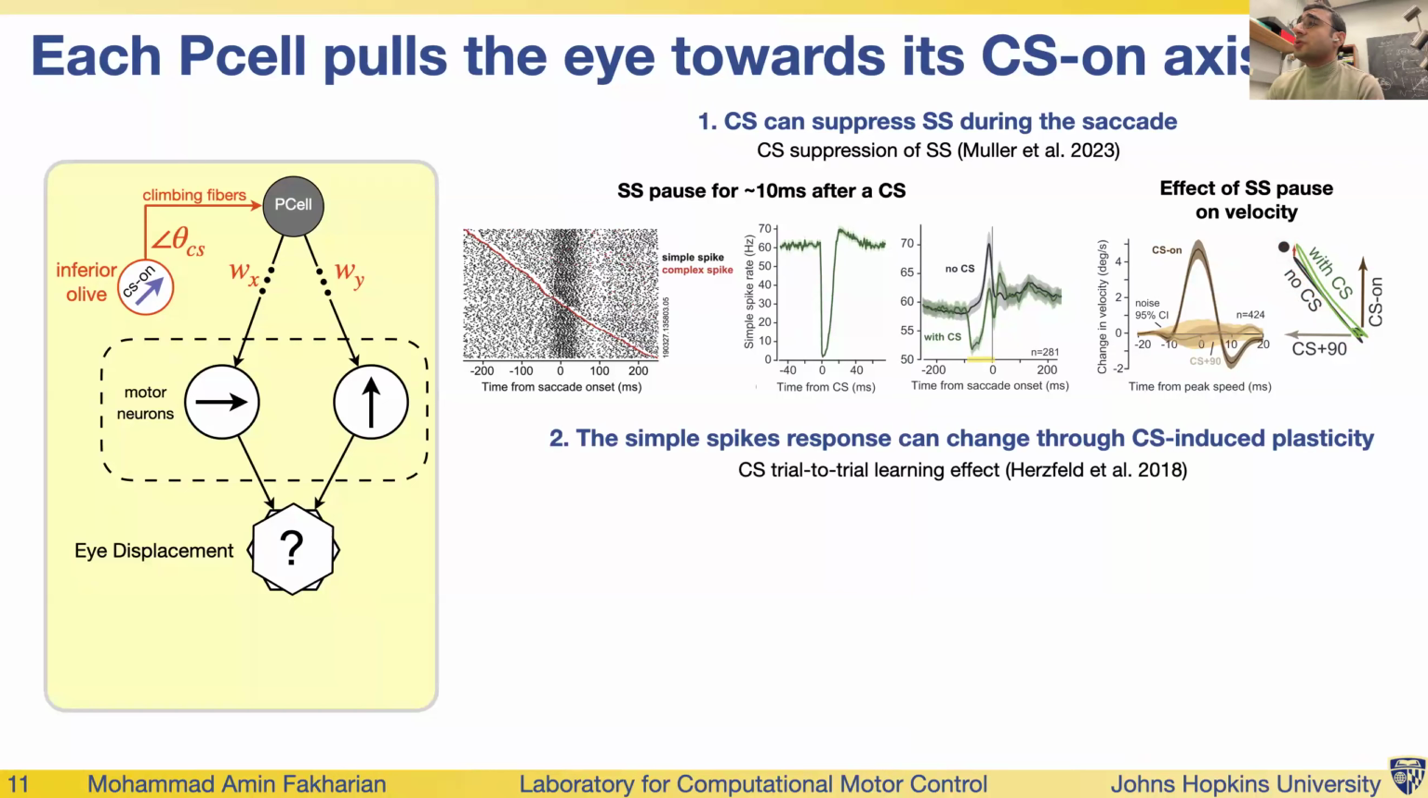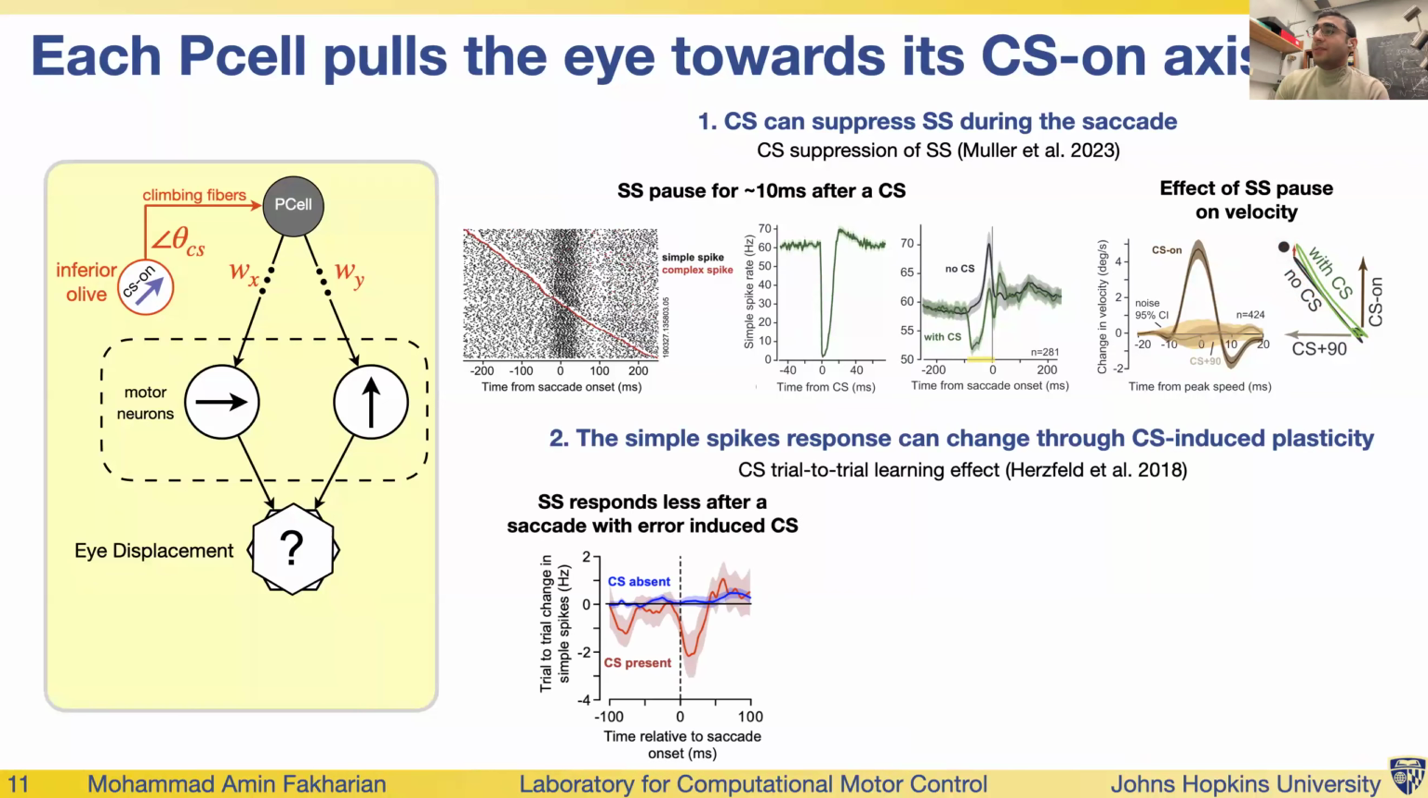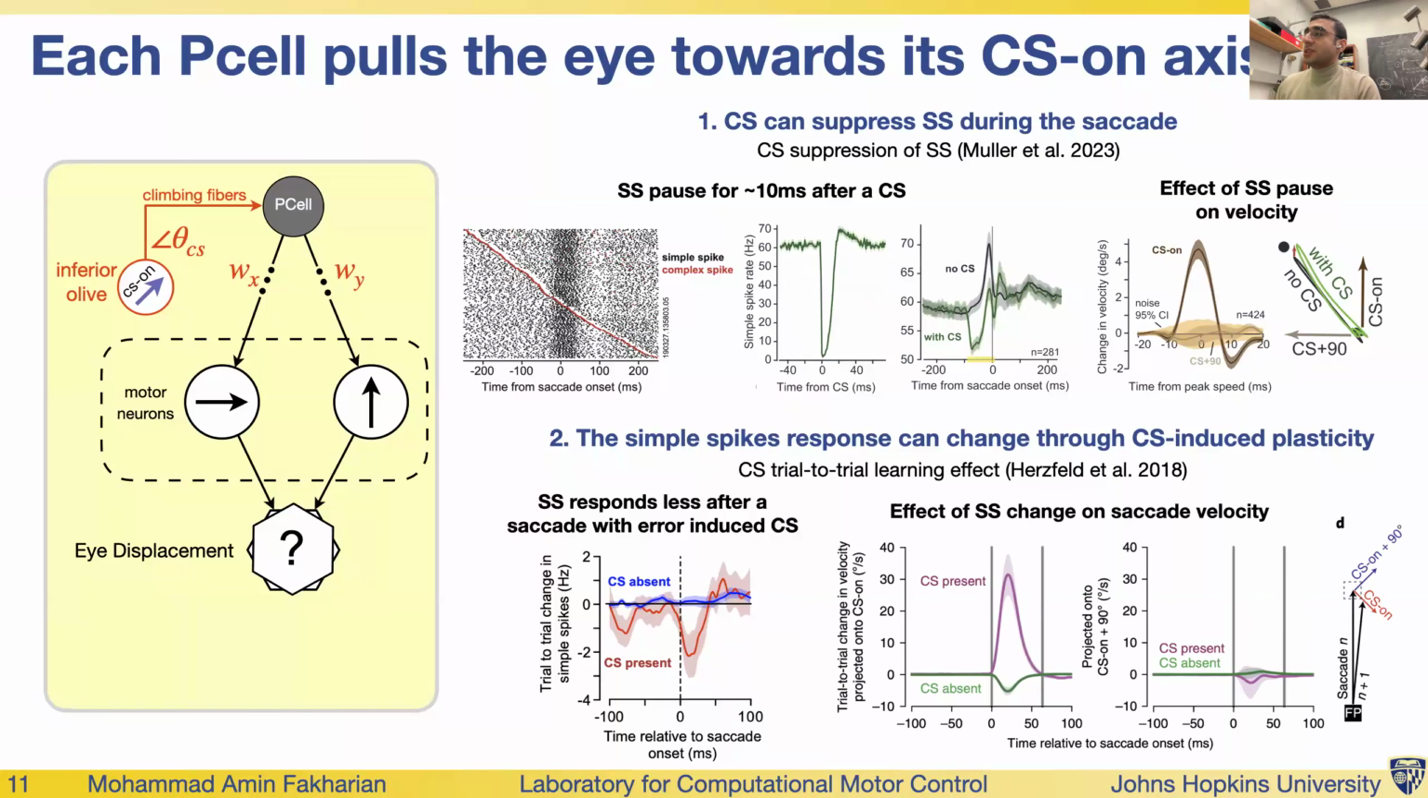Another approach to see the same effect is through the CS-induced plasticity. So David Herzfeld's work has shown that if in the previous trial, the error is followed by a complex spike, in the next trial, the simple spike is going to have less activity than if the complex spike was not present. So a pause that is not directly because of the complex spike, but is because of the LTD that happened in the previous trial. And the consequence of that, again, is shown to be very similar, with changes in velocity in the CS on direction with no change in the CS plus.